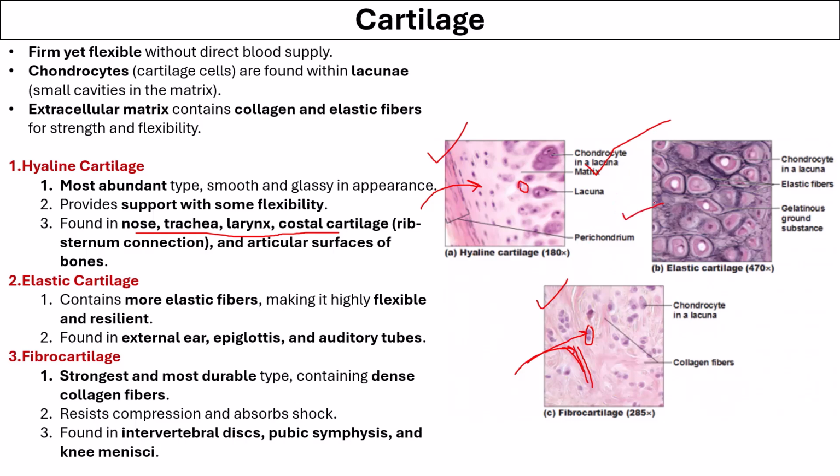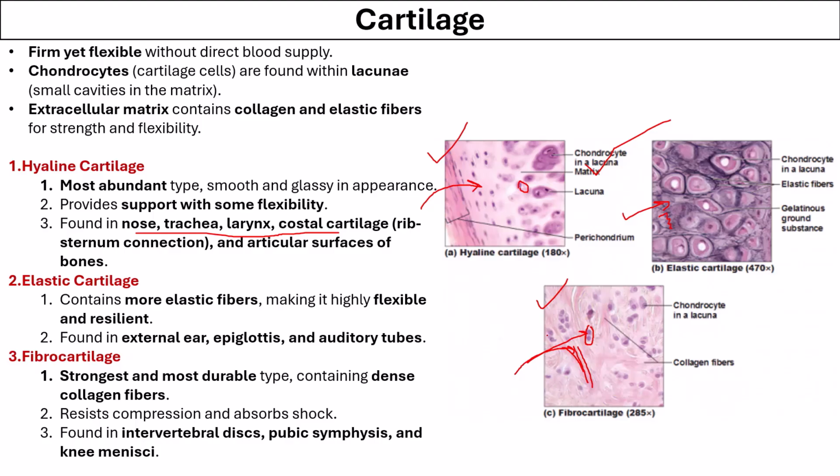The elastic cartilage has more elastic fiber in it, and its matrix looks very dense. It is present in our external ear, the flap of our ear, the hard part of the ear that we can feel from outside, the epiglottis, and in our auditory tubes.